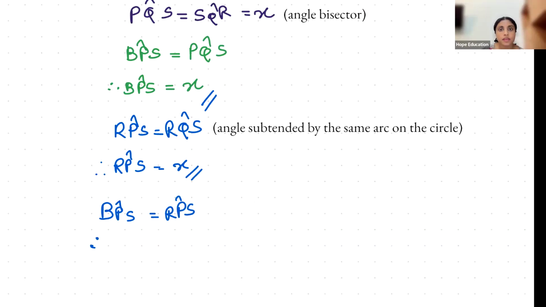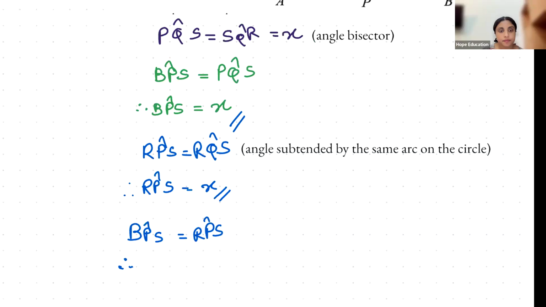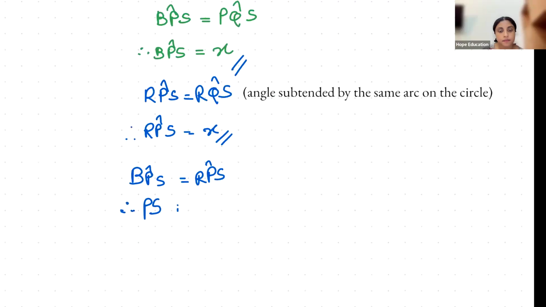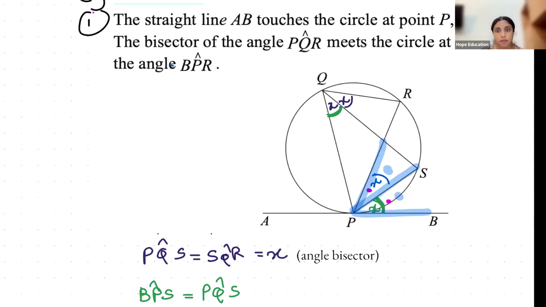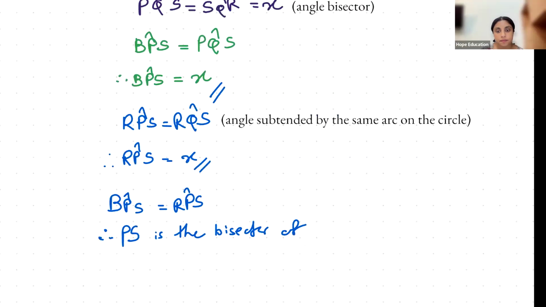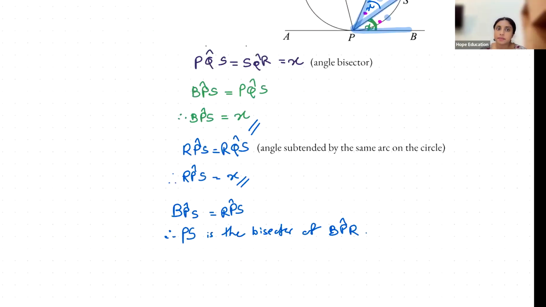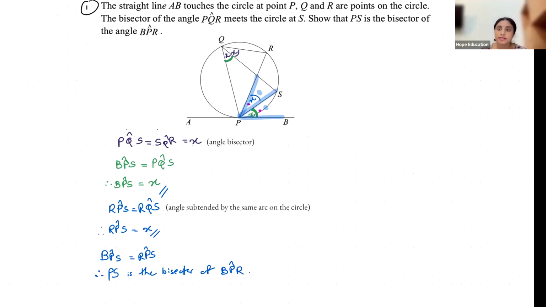Therefore, PS is the bisector of angle BPR. BPR කියන්නේ මෙයා. BPR. Is that clear ළමයි? Others?